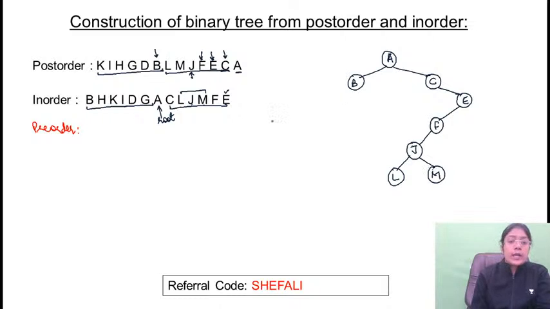Similarly, construct the right subtree. B is the root. B के left में no element is there. All the elements are on the right. So what will be the next root? That will be D.